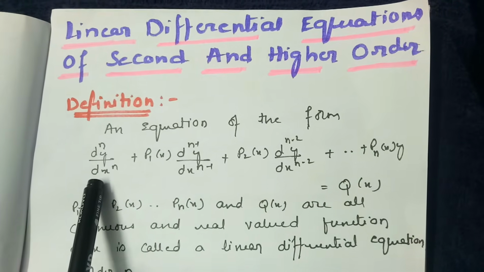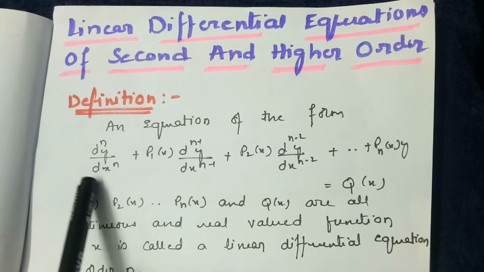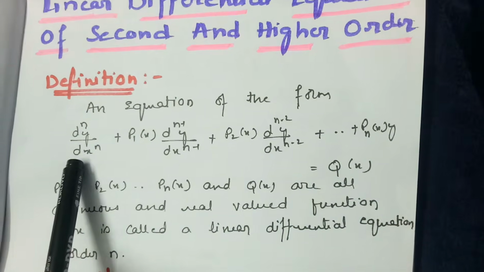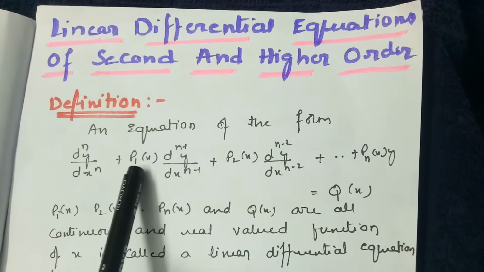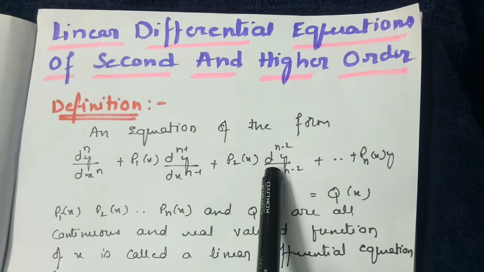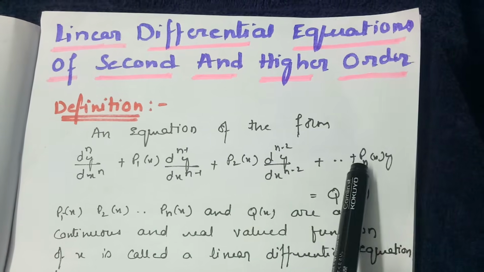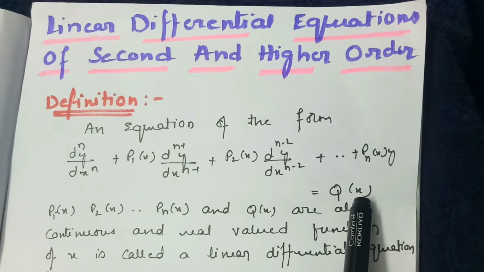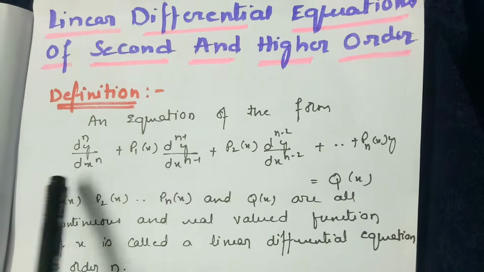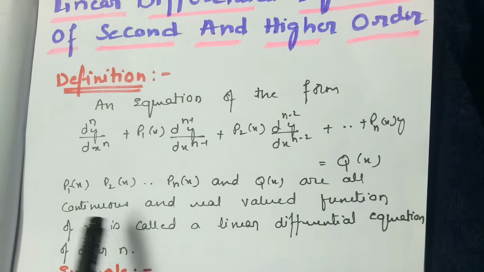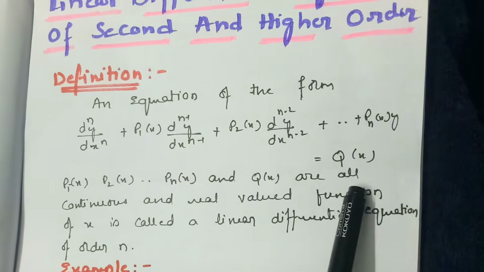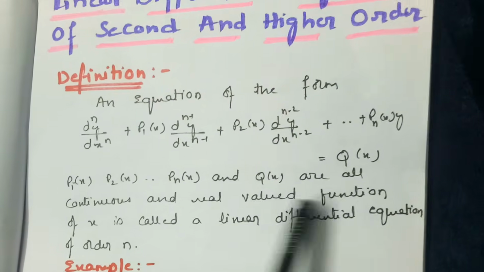So d power n by dx power n is nothing but the nth derivative. So dy by dx is nothing but capital D derivative. So D power n plus p1 of x into D power n minus 1 plus p2 of x into D power n minus 2 plus and so on pn of x of y is equal to q of x, where D is nothing but dy by dx. So this is the equation of nth order differential equation, where p1, p2, p3 and so on pn and q are all continuous and real valued functions of x.